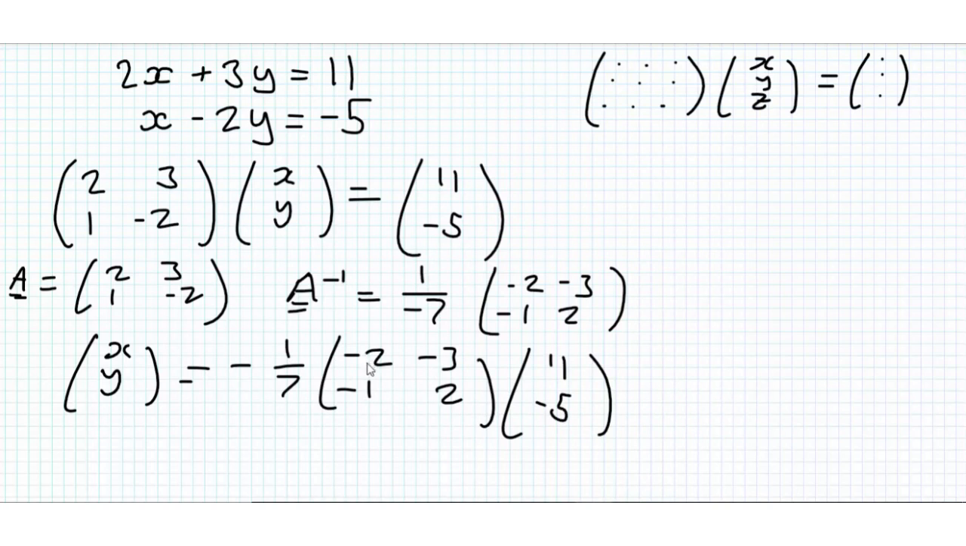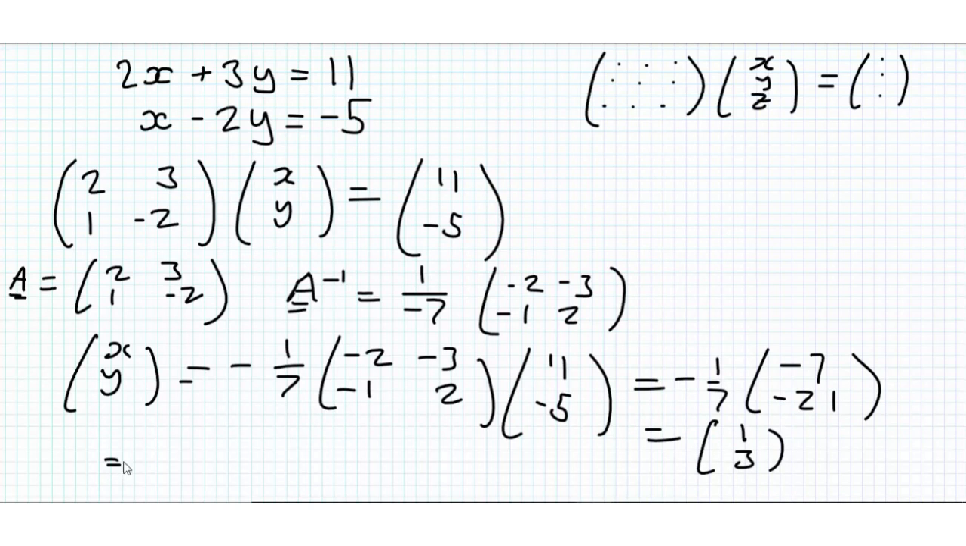If you do this matrix multiplication, we get minus 2 times 11 minus minus 3 times minus 5, which comes out as minus 7. Then we get minus 1 times 11, that's minus 11, plus 2 times minus 5, so that's minus 10, so that comes out as minus 21. Then this is equal to 1, 3, and this gives us that x is equal to 1 and y is equal to 3.